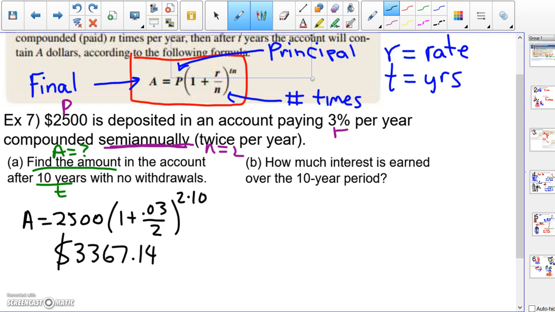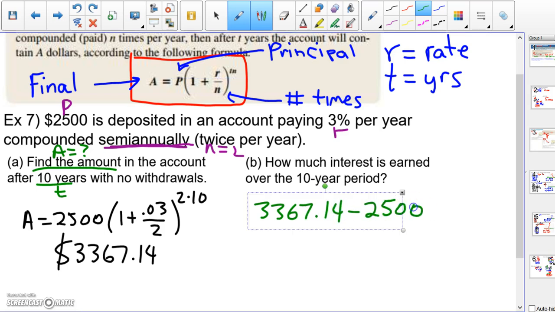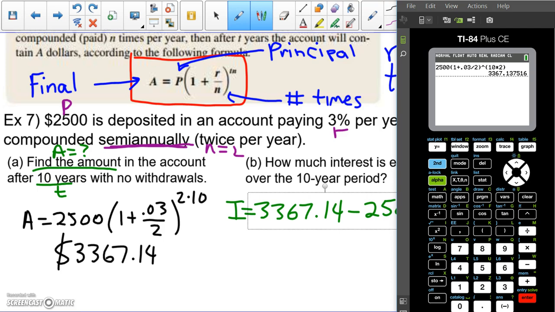So part B says how much interest is earned over the 10-year period. So if you think about it, we've ended up with 3,367.14, but we started with 2,500. So the interest is just going to be that difference. Interest equals how much we ended with minus how much we started with. So let's subtract 2,500: 867.14.